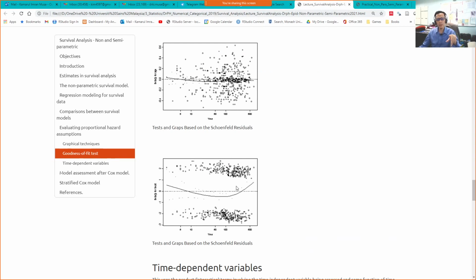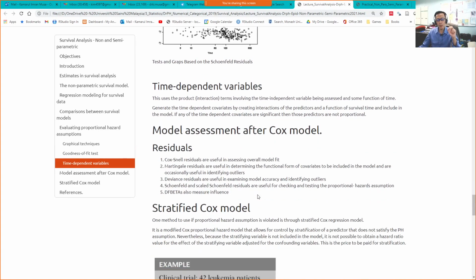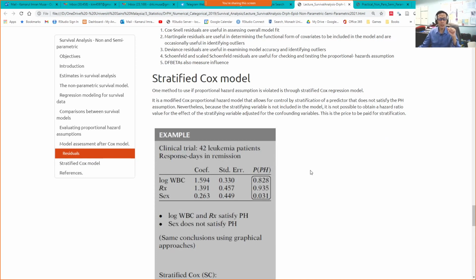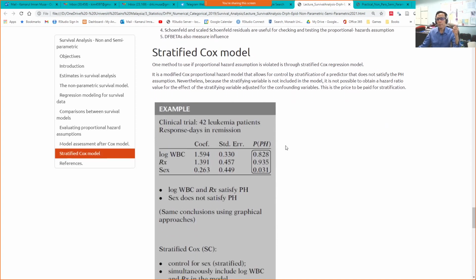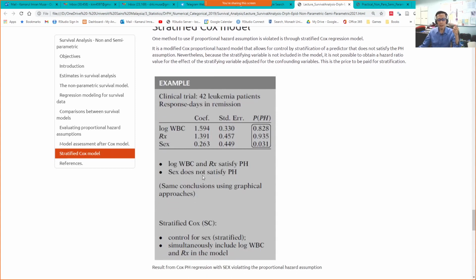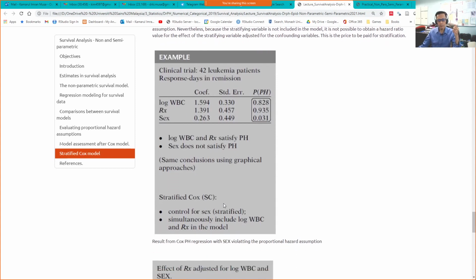Right. So now, what if one of the covariates, at least one of the covariates, violates the PH assumption, the proportional hazard assumption is violated? Then one of the remedial measures, or one of the analyses that you can do, is to use a stratified Cox model. So for example, we have this plot, this cartoon. This is taken from Kleinbaum.